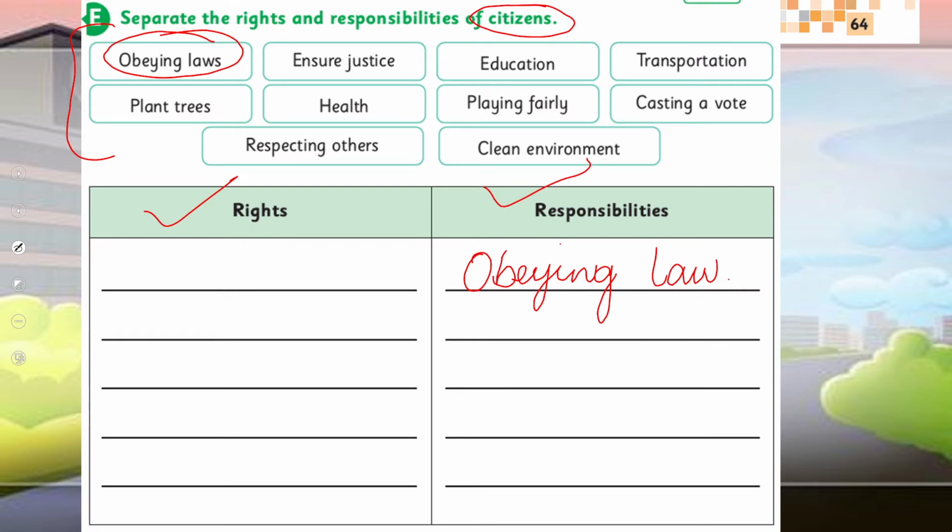Next is ensure justice, education. So education is your right. Ensure justice is also your right. So this is how you will complete the rest of this page. Quickly pause it and complete it.